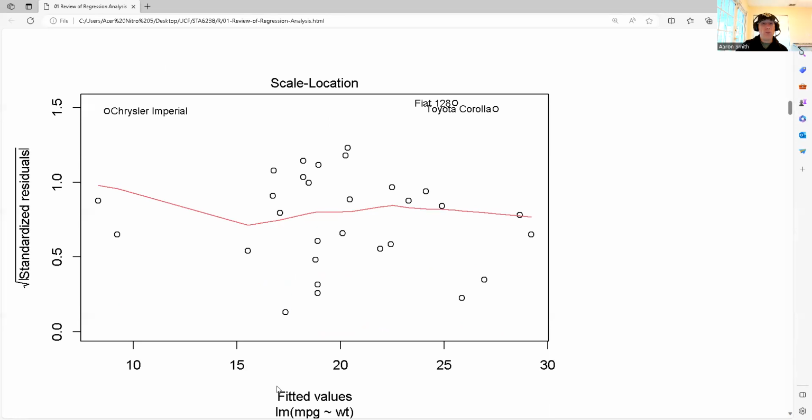Now here we have scale location. Here we have fitted values, and this is the square root of the absolute value of the standardized residuals. Similar calculation to the first one, but this is done in a slightly different manner. First of all, it's a standardized residual, absolute value, square root, and we're seeing the same 3 come up again. So I'm starting to think that these 3 might be outliers compared to the rest of the data set.